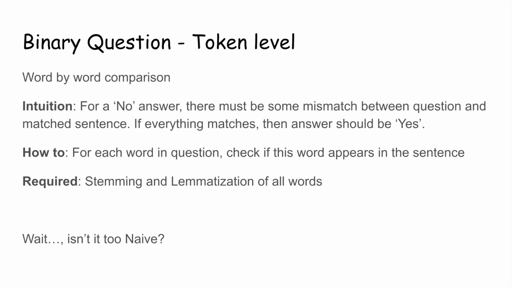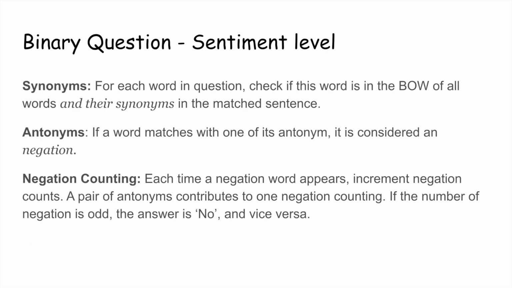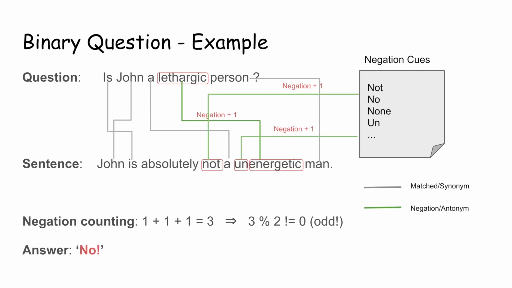The last stage is to actually answer the question based on a sentence. For binary questions, we first do a token level comparison between question and sentence. If there is some mismatching or lacking information, the answer should be no. Otherwise, it's yes. To achieve higher precision, we perform a sentiment analysis between question and the sentence. We allow matching between a word and its synonyms and count the number of negations by looking for antonym pairs and negation words. If the total number of negations is odd, the answer is no.